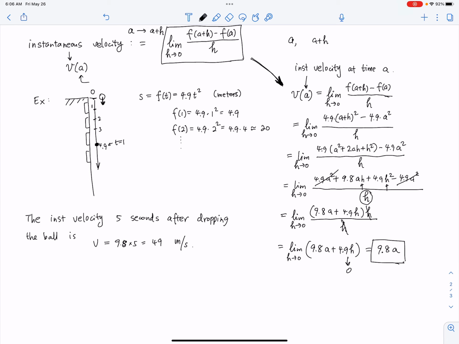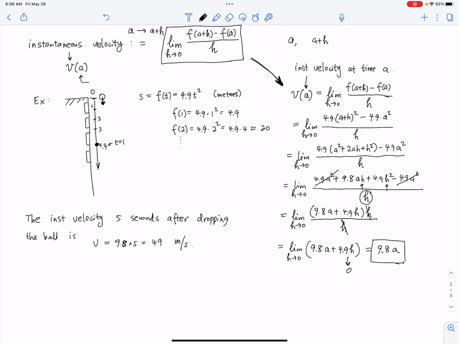So you can see that that's very fast, right? So that's why it's very dangerous if anything falls from a very tall building. So be careful about that, right? So this is velocity.